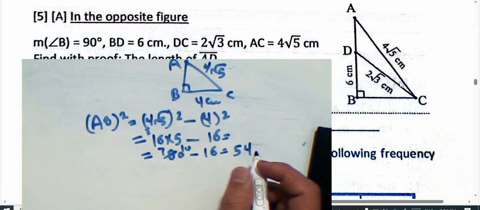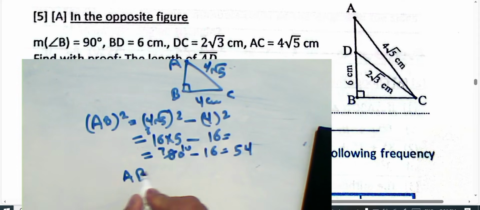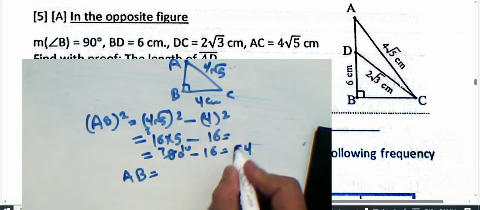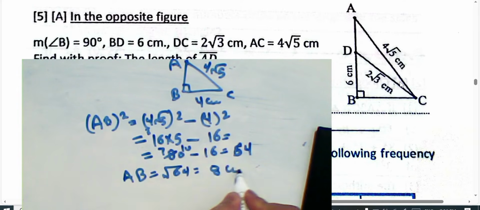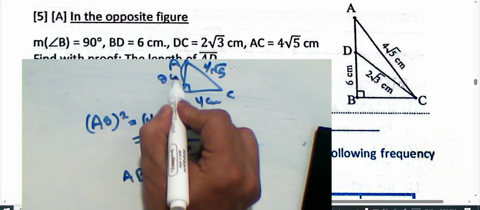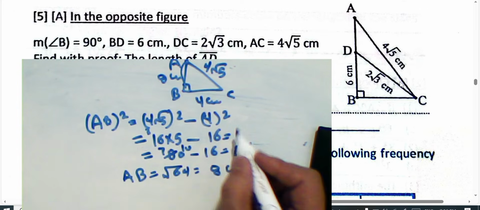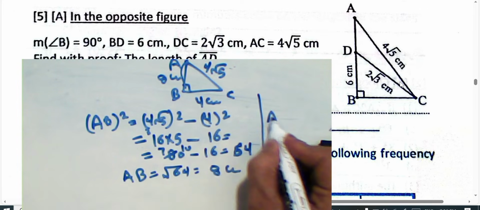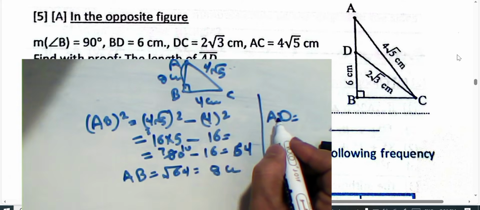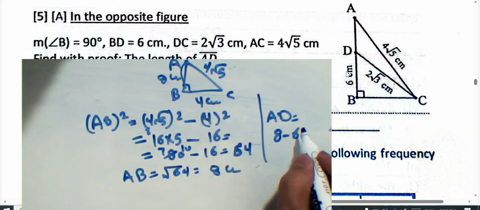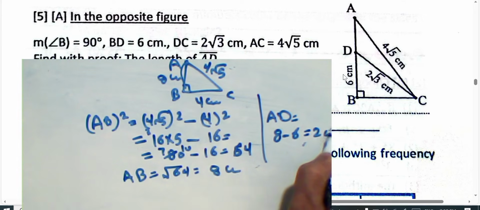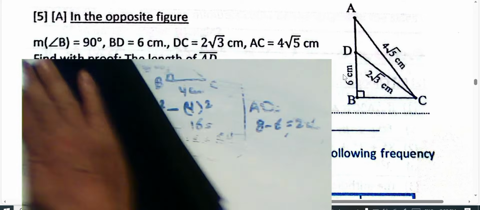Then it will be 64. Okay, then we can find the length of AB. 7 minus 1 is 6, sorry, 6. The AB square root of 64 equals 8 centimeters. Then we can find the length of AD, the difference between 8 and 6. We can find 8 minus 6 because AB was found to be 8 centimeters. 8 minus 6 equals 2 centimeters. Then AD equals 2 centimeters.